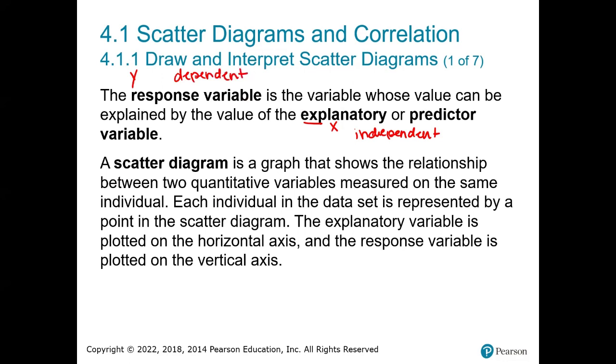Okay, and the graph that we are going to use to graph this data is called a scatter diagram. It is a graph that shows the relationship between two quantitative variables measured on the same individual. So each piece of data is paired. The x is on the horizontal axis, and the y is on the vertical axis. If you've taken algebra anytime recently, we know that our coordinate plane always has the x on the horizontal and the y on the vertical, and we are going to continue to follow that here.